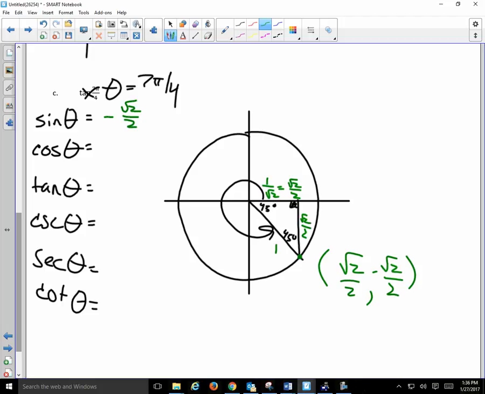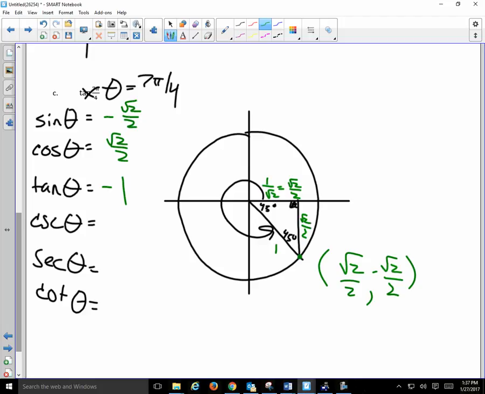Cosine, root of 2 over 2. Tangent, negative 1. They're the same values, just one is opposite. So you're going to get negative 1 if you divide them. You all good with that? Before you try cosecant, I would have to take the reciprocal of sine, right? Can I show you the long way of doing it and the short way of doing it?